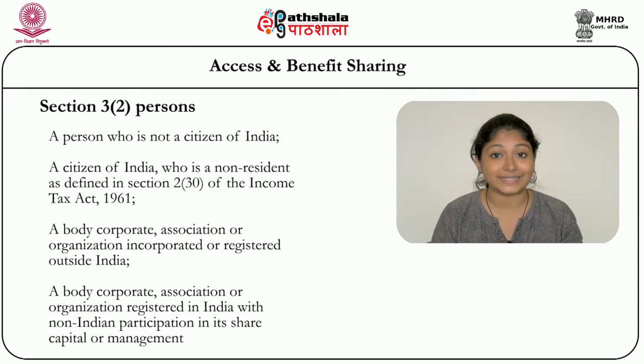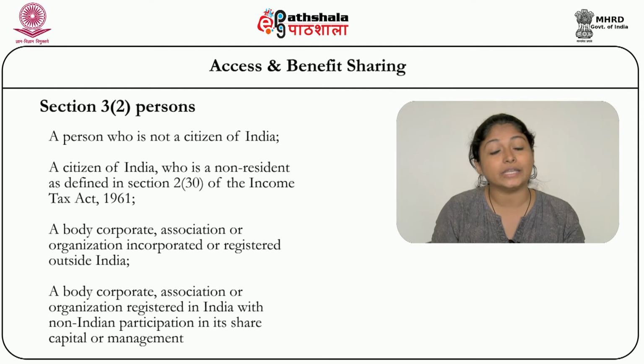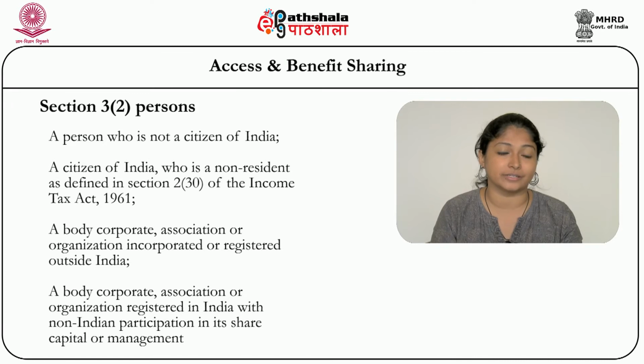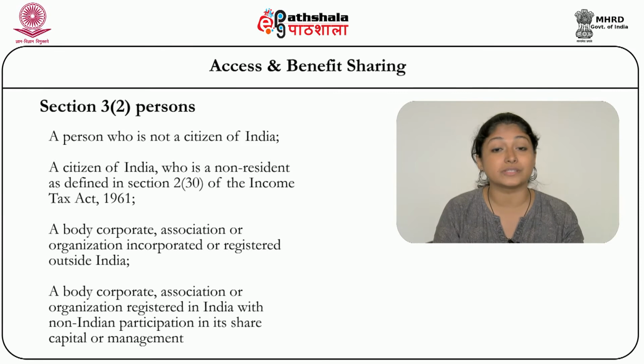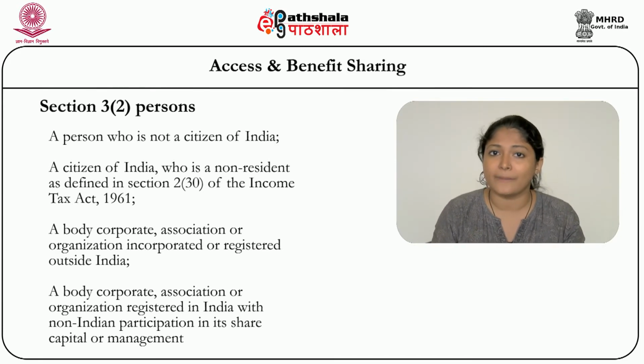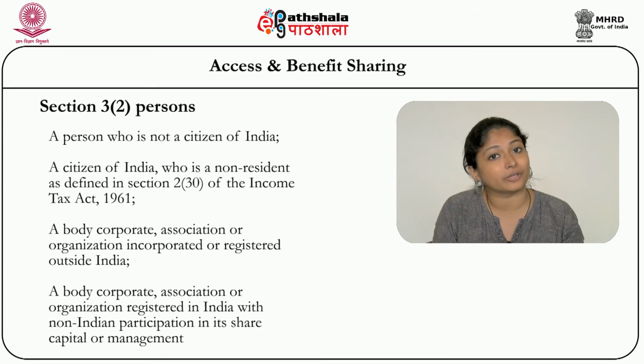So these 4 categories of persons will be called section 3(2) persons, and if they want to access biological resources, that is if they want to obtain the biological resources occurring in India or knowledge associated with it, then they have to approach the National Biodiversity Authority. The Act also stipulates that you need to approach the National Biodiversity Authority when you are undertaking 3 kinds of biodiversity related activities.